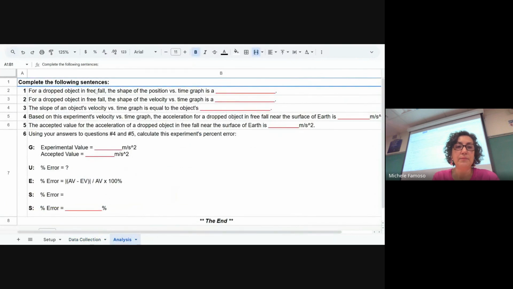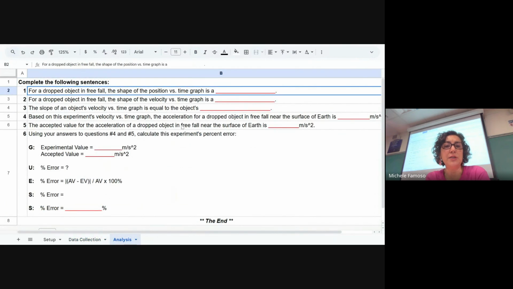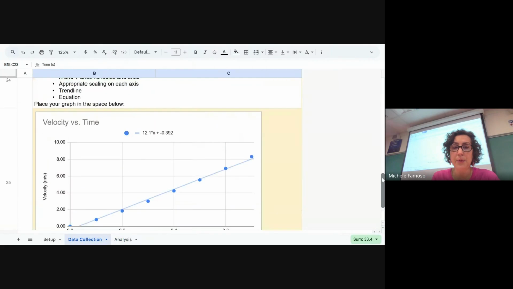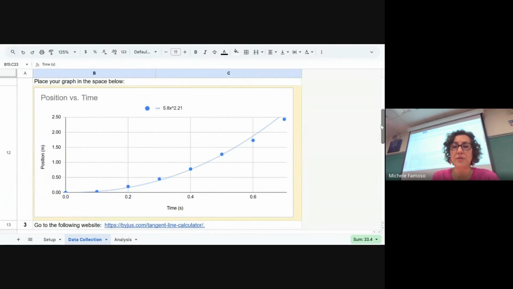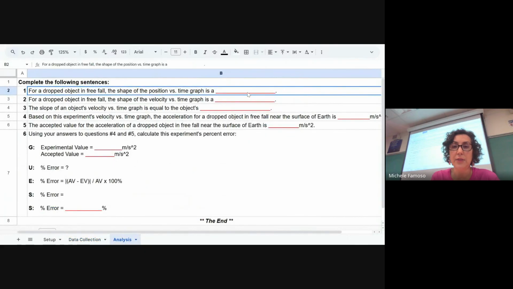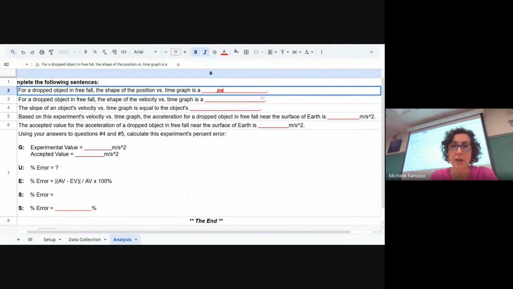Number 1, for a dropped object in free fall, what is the shape of the position time graph? Well, let's look. What shape was our position time graph here? What's that shape? What is it, Ryder? It's a parabola. All right, so we're going to click in that red line, not change the color, just type parabola. That's how it's spelled out phonetically.